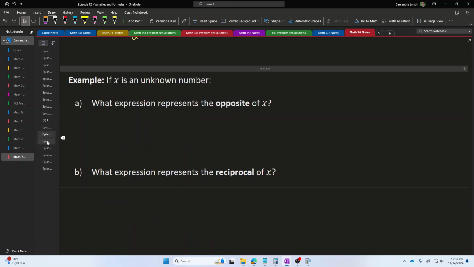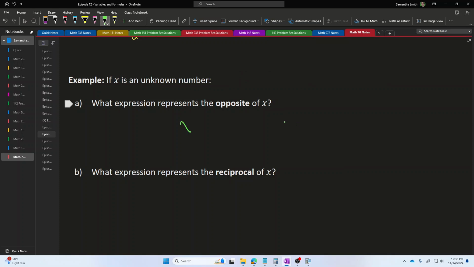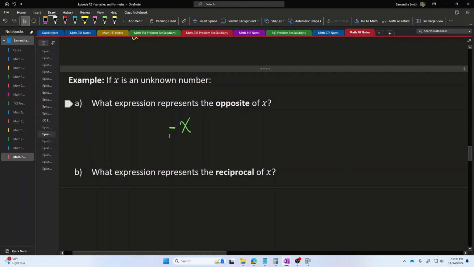So if someone says, I have an unknown number, which I'm going to represent by x, can you tell me what expression would represent the opposite of x? To represent the opposite of an unknown number x, all I would have to do is put that opposite symbol, that tiny little minus sign, out to the front of the x. Same as if we were taking the opposite of 2, I would put a minus in front of the 2. Here, for the opposite of x, I'm putting the minus in front of the x.